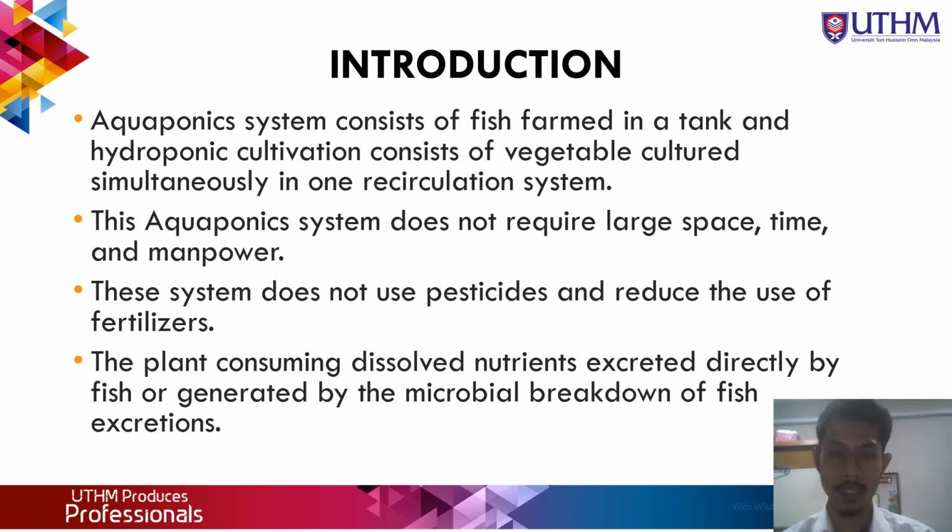Basically, aquaponics is a combination of two systems, which is a fish farming system and a plant cultivation system in one recirculation system, where they grow simultaneously. The system used in aquaponics is a closed loop system. Aquaponics does not require large space because the two systems are combined into one complex system.